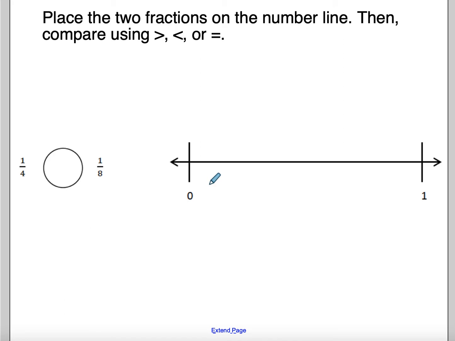All right, welcome back. If you're not ready, please pause now. Draw your number line. If you don't have materials, go get your materials to be able to draw this number line so that you can solve with me.